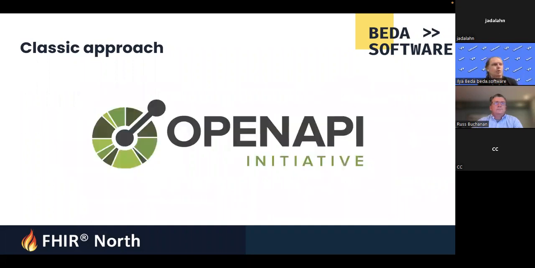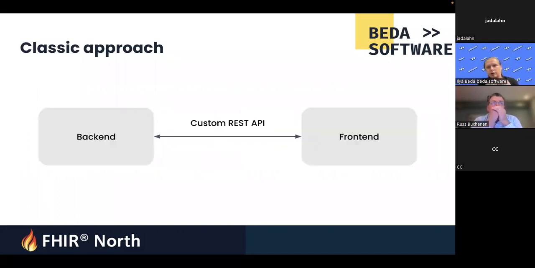After that, you need to create some kind of API. You can use Swagger and OpenAPI to document it and do everything from scratch. After that, start the implementation, and finally get your backend, frontend, and some custom REST API between backend and frontend. And this is the approach. I called it classic because it will work for any kind of application. If we are not talking about healthcare, it will work as well. But today we're talking about healthcare.